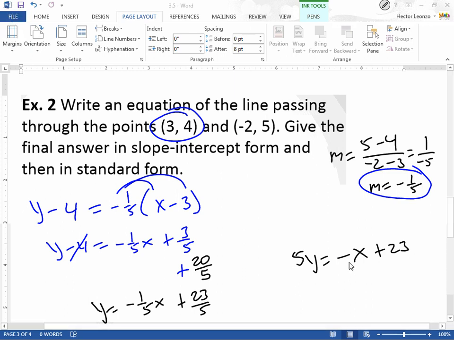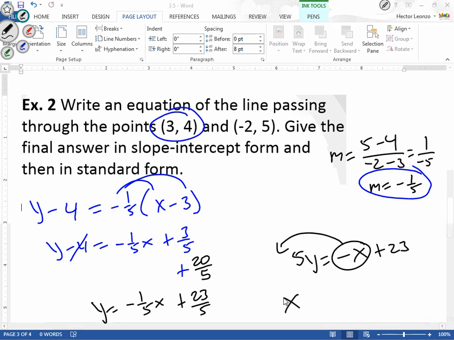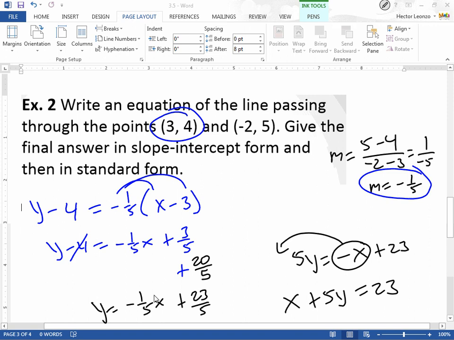Now in standard form, I should have the x and the y on the left side. So my negative x, I'm going to move it to the left side. So I obviously don't forget to switch the sign. So I have positive x plus 5y equals 23. And that's what we call standard form. So there you have your slope-intercept form. There is your standard form.